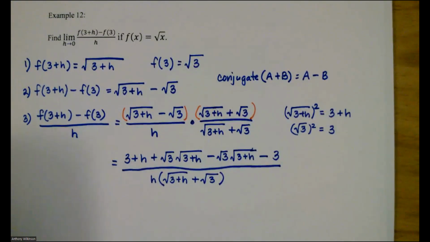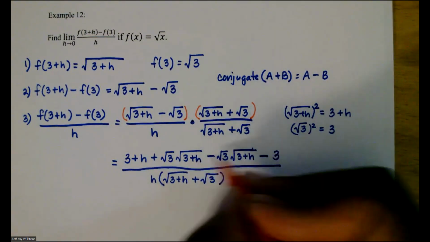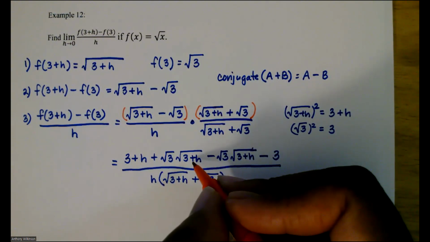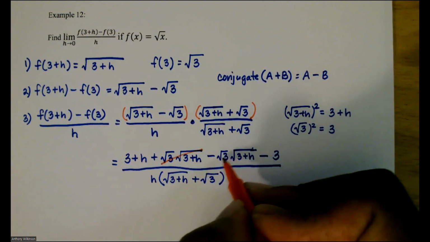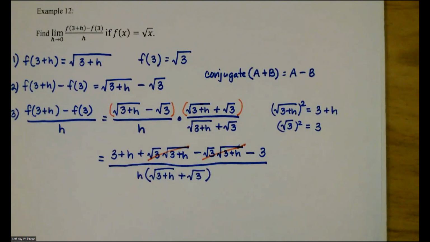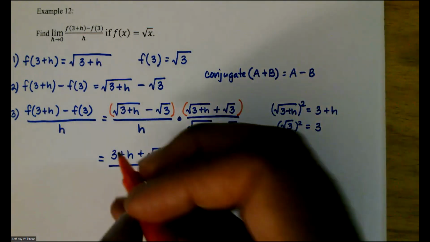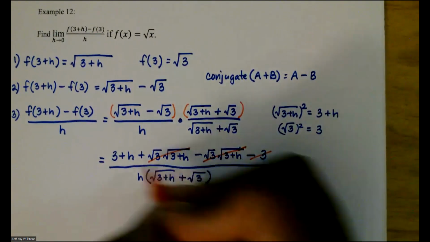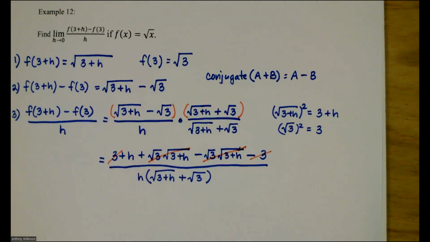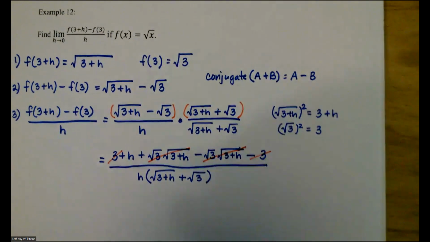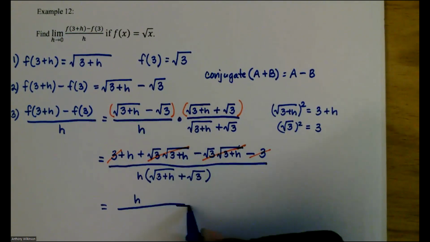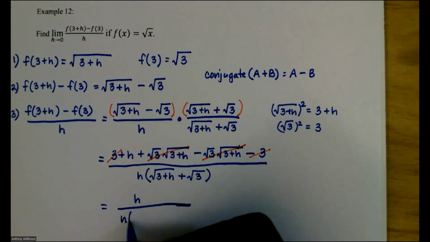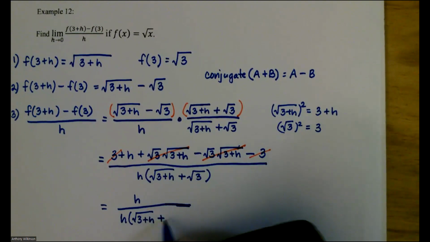Now let's simplify this numerator. You're going to see that these two middle terms right here, the square root of 3 times the square root of 3 plus h and minus the square root of 3 times the square root of 3 plus h, that's gone. And I might as well say this, that 3 minus 3, that's 0, that's gone as well. All you're going to be left with is just the h. So it's going to be h divided by h times the square root of 3 plus h plus the square root of 3.